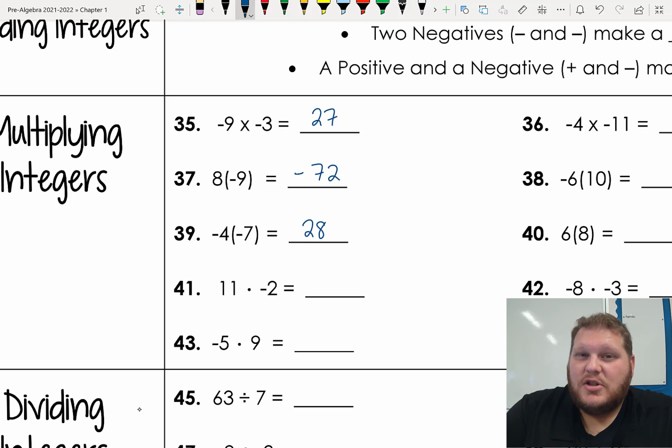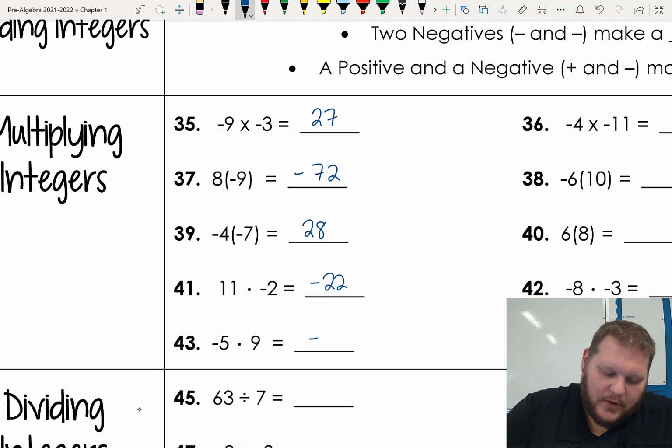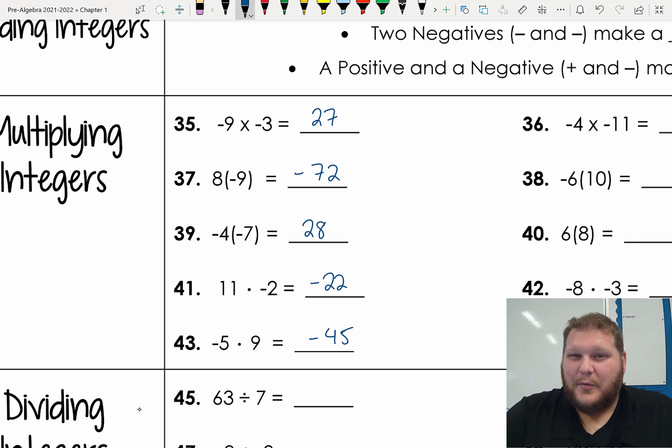The last notation we use for multiplication is just the dot notation. That's the one I usually use if I'm typing up the notes or if I'm typing up the quiz or the test or anything like that. I usually will use just the dot notation for multiplication. Still means the same thing. 11 times negative 2 should be a negative 22 because 2 times 11 is 22. I have one negative involved, so my answer is negative. And then number 43 should be negative 45 because 5 times 9 is 45.